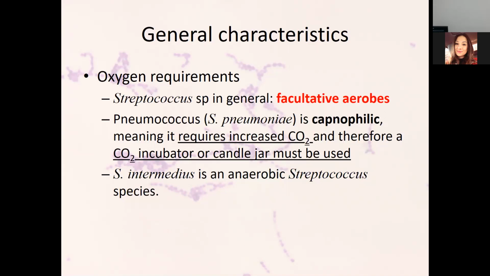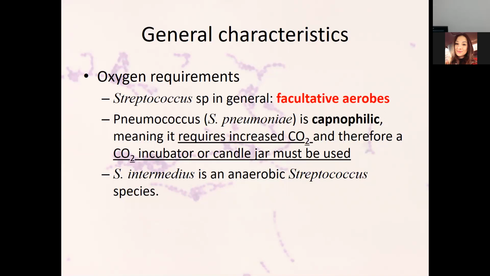We want to hook up to a big tank of CO2. I could do that. I could pump it into that incubator, and we could rev it up to 6% CO2. It'd be nice. Okay. So that's what that means here. Capnophilic. We can do candle jar. We can set up our incubators for CO2 being pumped in.